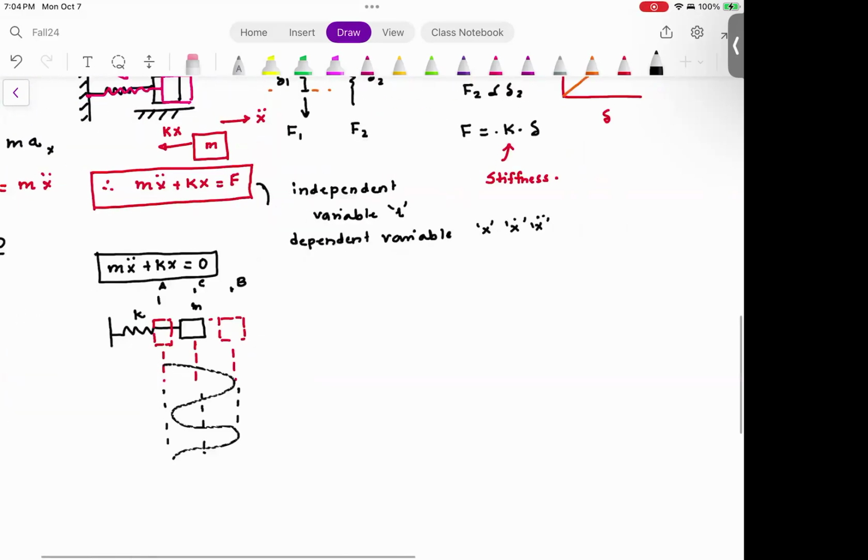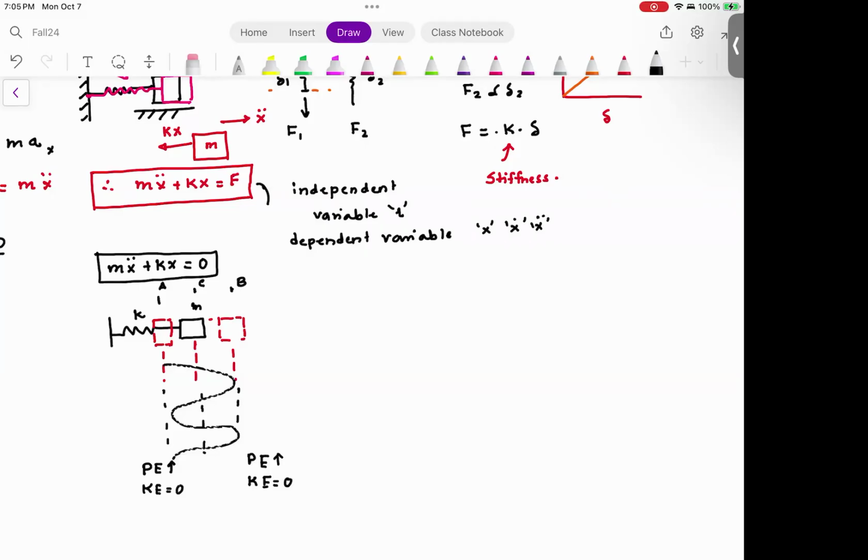So at point B, potential energy is maximum. Kinetic energy is zero. Why is kinetic energy zero? Because the mass is reversing. So at that moment, the velocity is zero. Same thing happens at point A. Potential energy is maximum because the spring is fully compressed, and the kinetic energy is zero because the mass is going to reverse. So at that point, the velocity is zero.